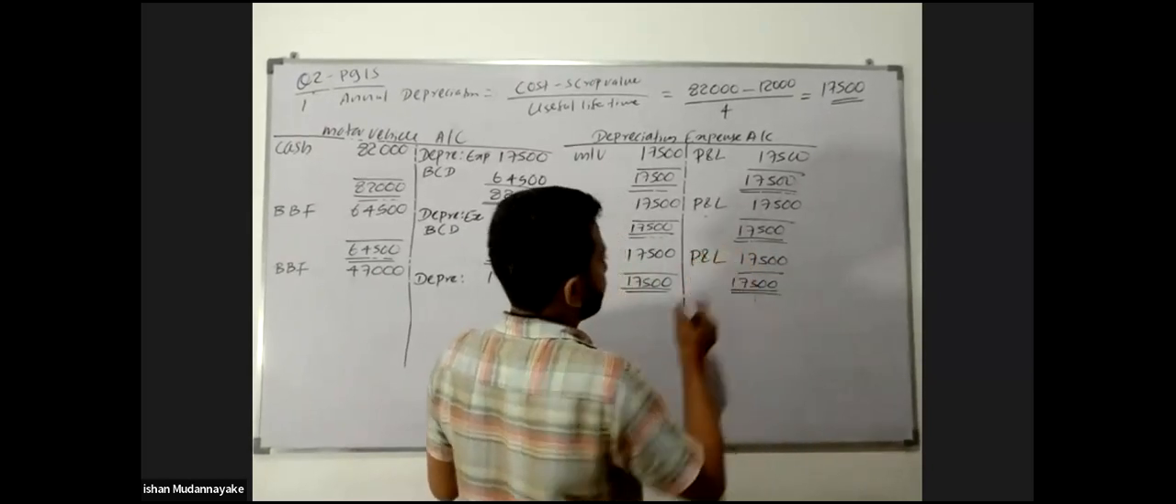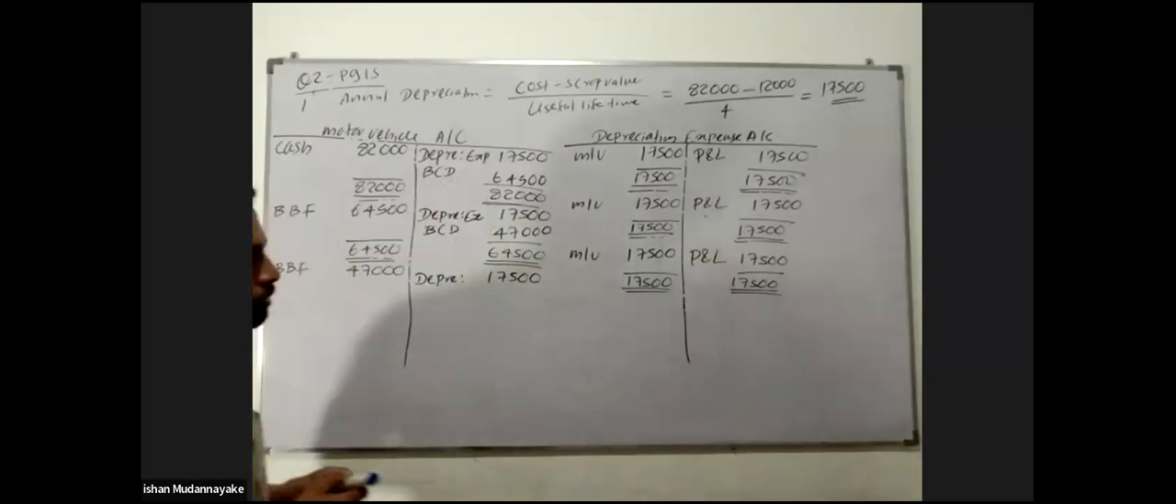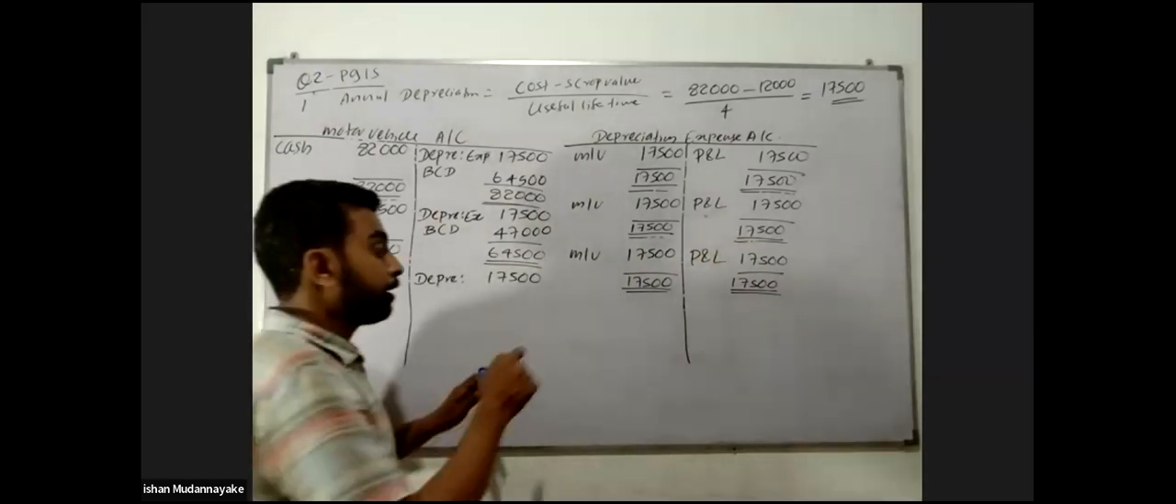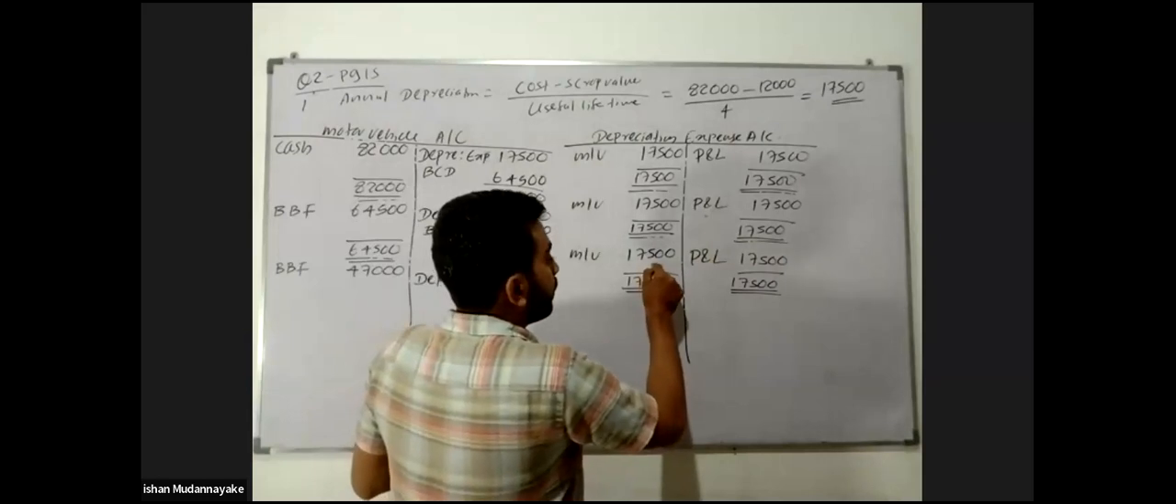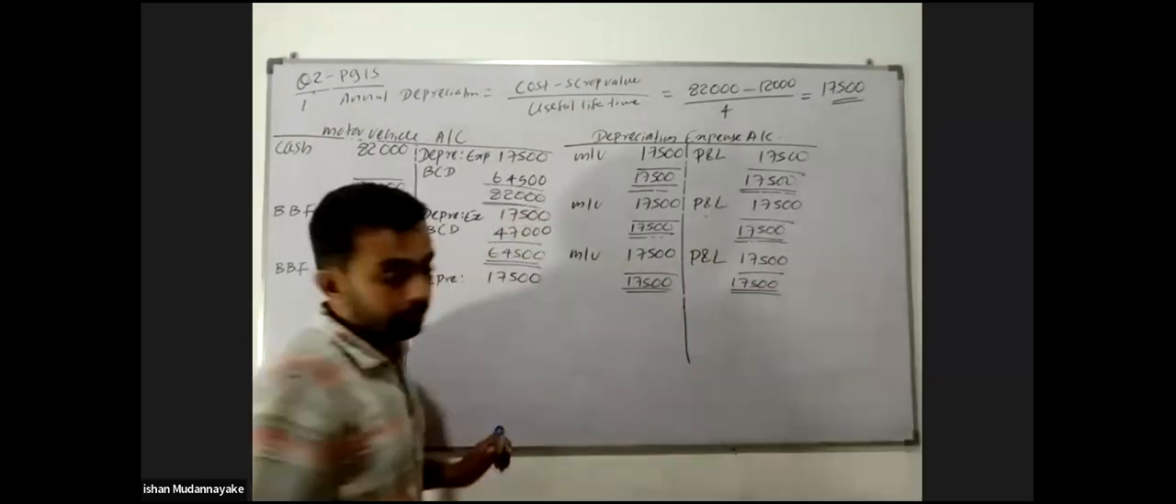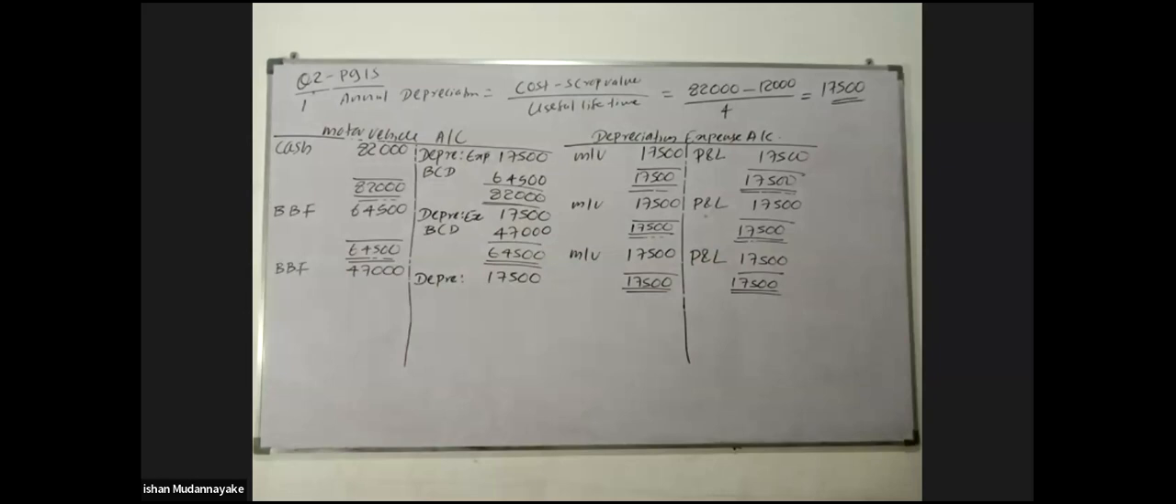Profit and loss. Transfer profit and loss. Then calculate the profit of the third year. The 70,500 is transferred to the third year.